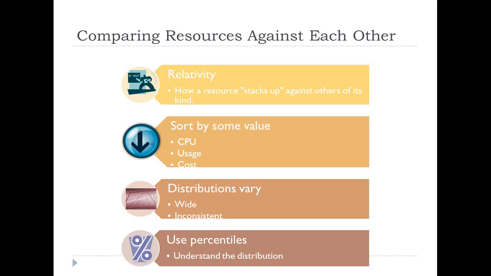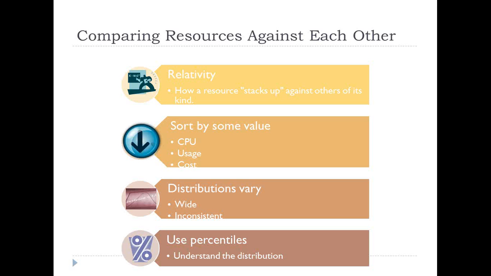It's really pretty easy to do simply by sorting by some value that has a number: cost per use, usage, ratings, inflation, what have you. But when you do that, I've noticed that the distributions vary and are inconsistent. It's not a simple bell curve. It's almost always a very strange curve. And so it's hard to understand where one resource stacks up against another. And that's why percentiles can be very helpful.